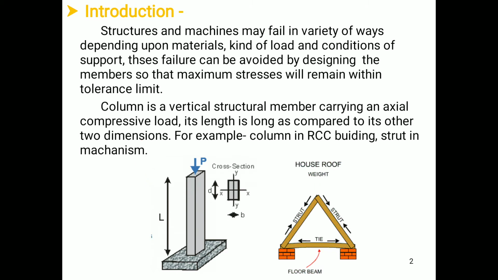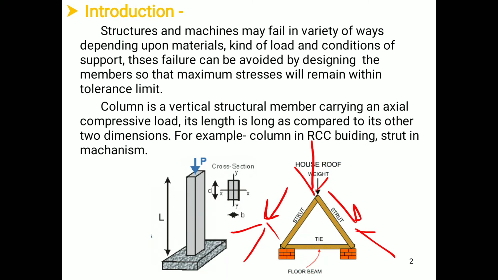The second figure shows a truss mechanism. In that case the weight of the house roof is acting over here, and that weight gets transferred through the strut in this manner. The strut is under the action of compression, because this brick support offers the reaction to the strut. So a strut is also a compressive member which is subjected to axial compressive stresses. This is the example of a column.